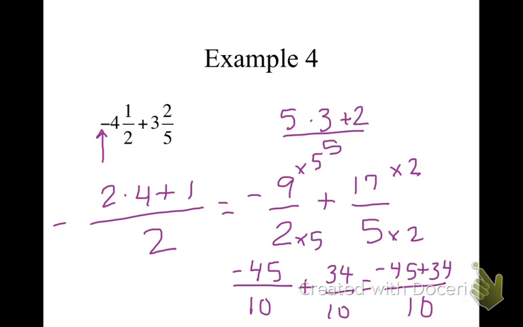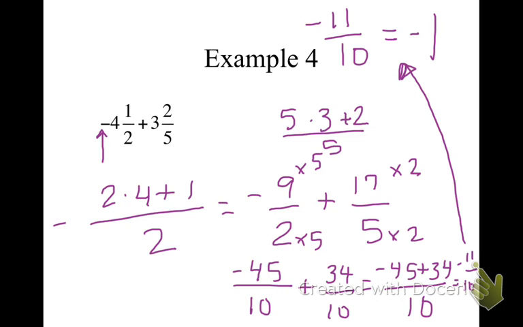The answer is going to be, I'm running out of room here, aren't I? A negative 11 over 10. So let's come up here to simplify. Negative 11 over 10 will be changed into a mixed number, negative 1 and 1/10.